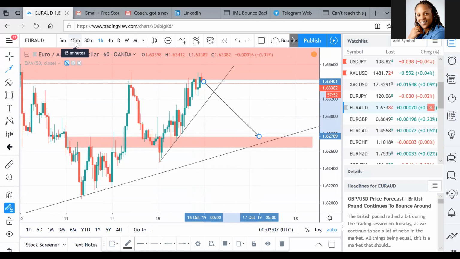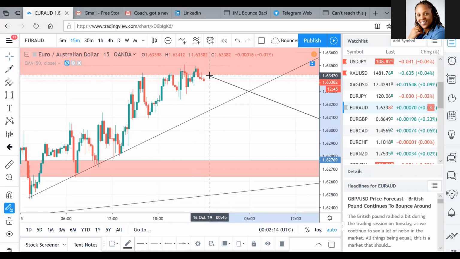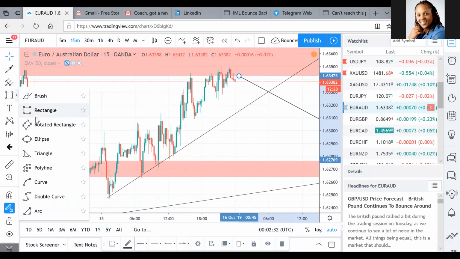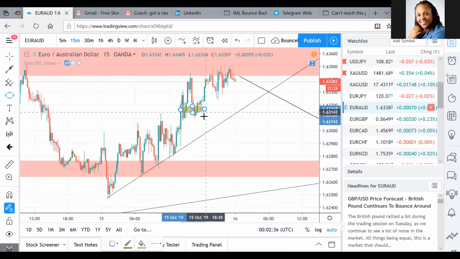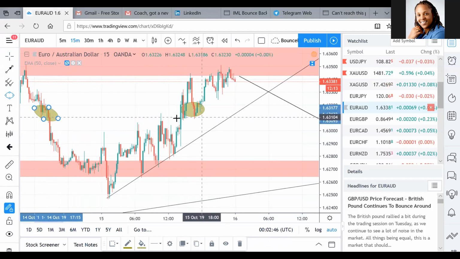Now we need to look for our entry. Remember, our entry is always on the minute time frames, so in this case, you would use the 15-minute. We need to identify what zone we will enter. For me, I am looking at this zone here. When I look left, this zone is a support and resistance zone. This is the last low the trade made before it went and created a high.